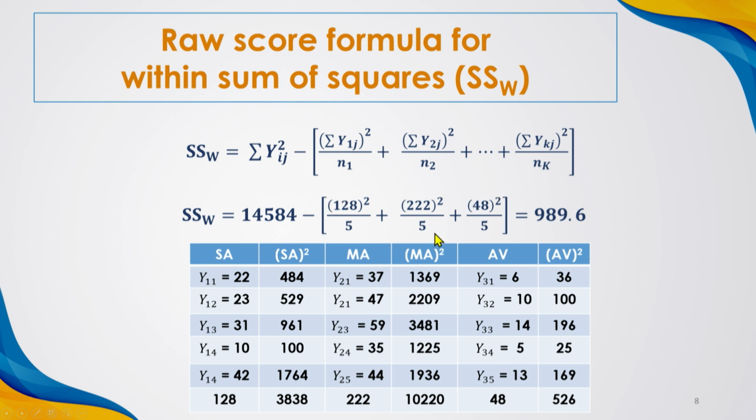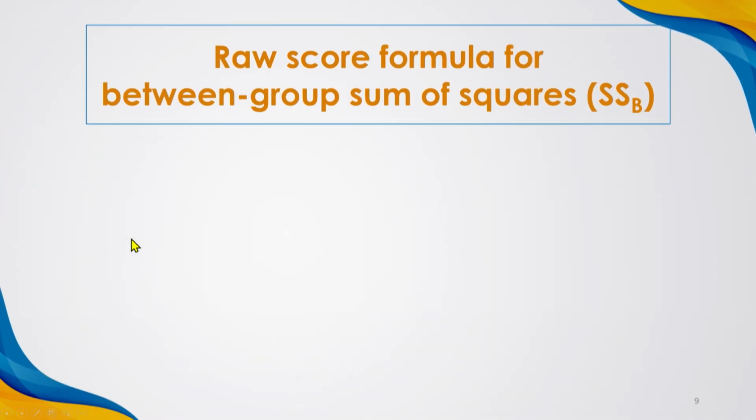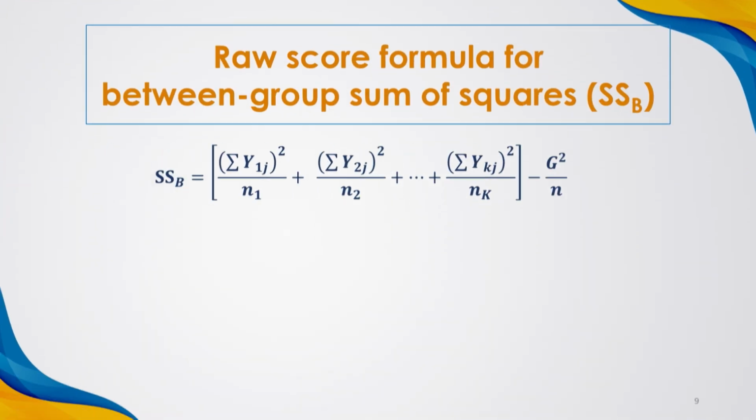Now, with simple computations, we will get the within sum of squares as 989.6. Now, we will move to compute the between group sum of squares using the raw-score formula. As I said, the difference between the within and between sum of squares is that the second term in the within sum of squares moves to become the first term of the between sum of squares.